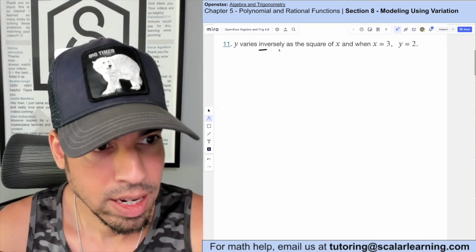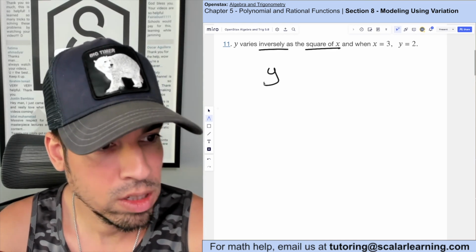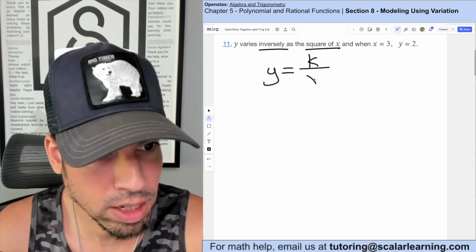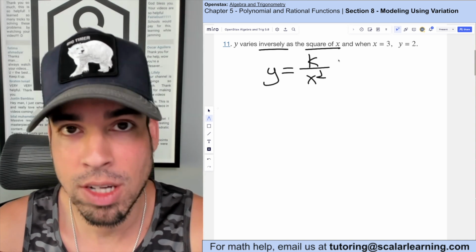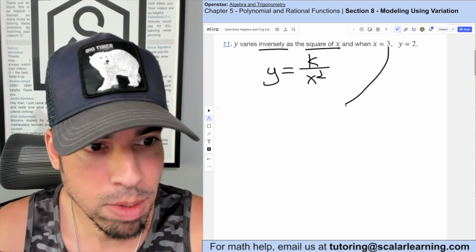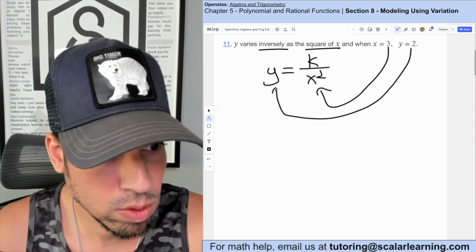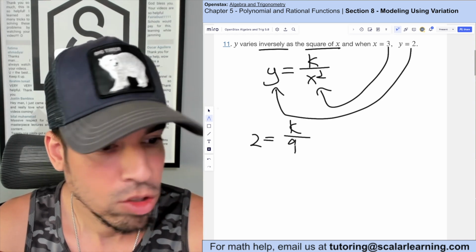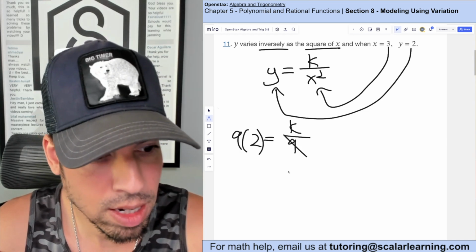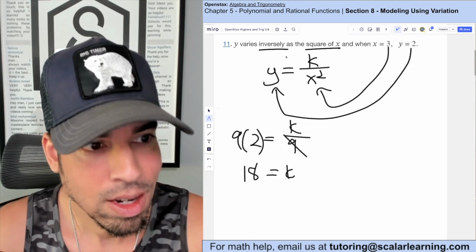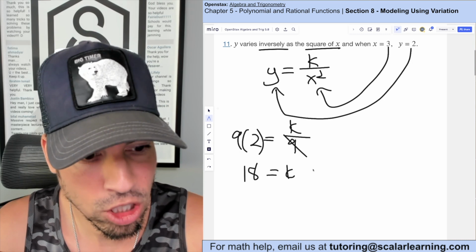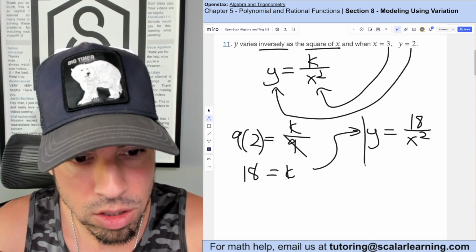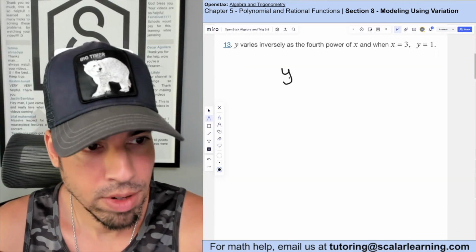For this one, y varies inversely as the square of x. So what does that mean? When it's inverse, it's simply our k goes on top of whatever this is, the square of x, meaning x squared. So there's our baseline equation. Now we have to solve for k, and we can do so by plugging and chugging, plugging 3 in there and 2 in here. So we got 2 equals k over 3 squared. 3 squared is, of course, 9. So to solve for k, we multiply both sides by 9, and we get k equals 18. Now we can rewrite this original equation, plugging in 18 for k. So we get y equals 18 over x squared. There's your answer, done.